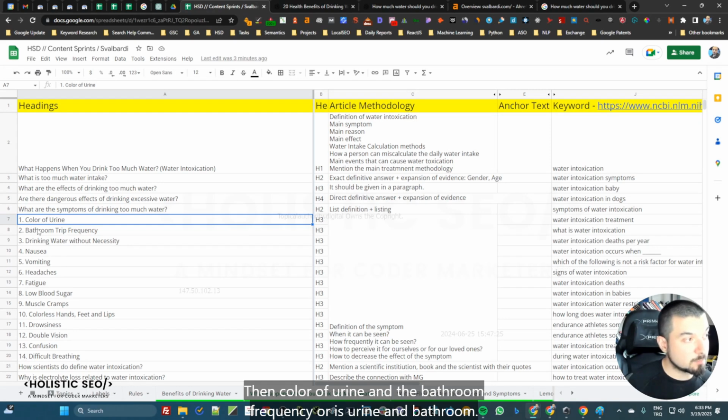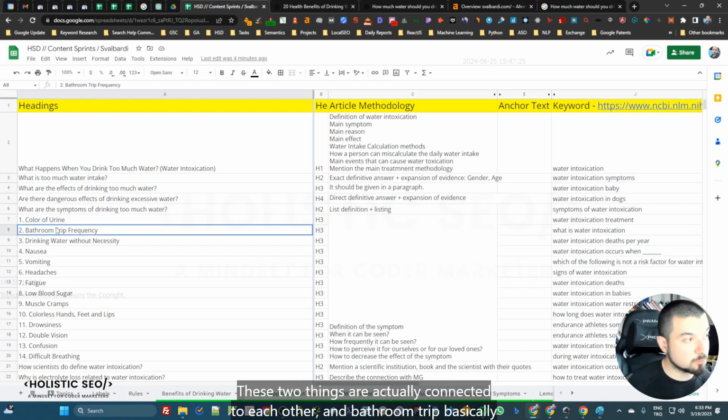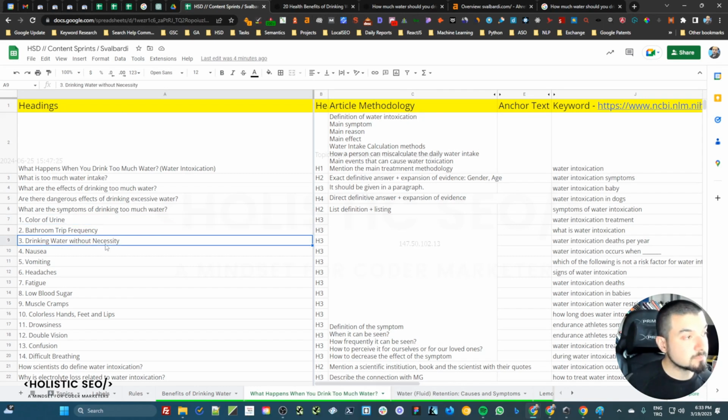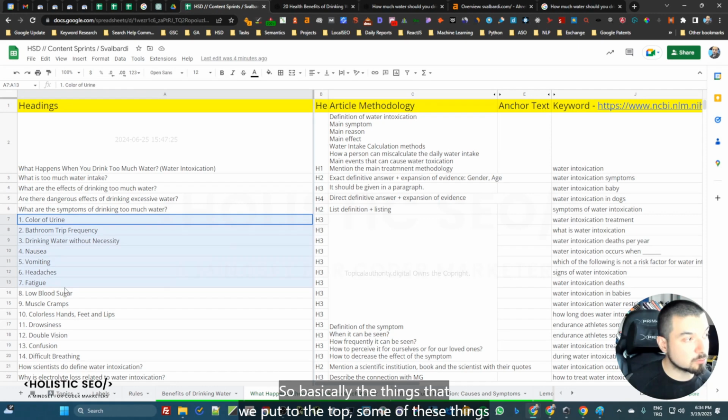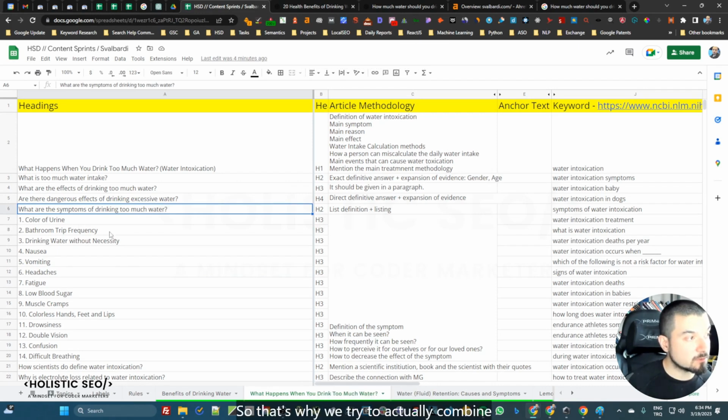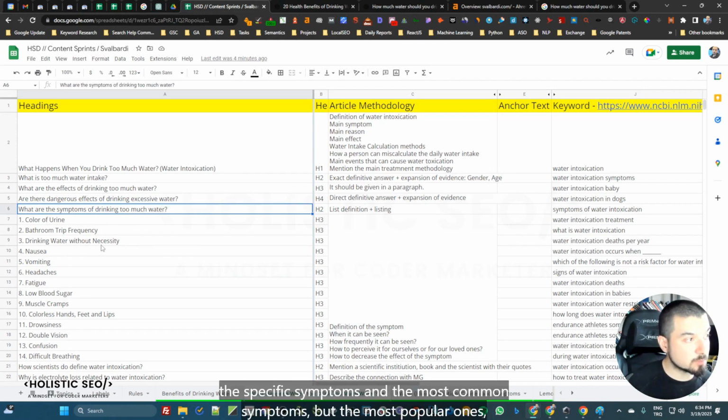Then color of urine and bathroom frequency, these two things are connected to each other, and a bathroom trip basically means urinating. And drinking water without necessity is also one of the symptoms here. If you don't feel thirsty but you still continue to drink, it is one of the popular symptoms, especially for this one. So the things that we put at the top, some of them are symptoms of other diseases as well, but others are mostly relevant to this specific disease. That's why we try to combine the specific symptoms and the most common symptoms, but the most popular ones are always at the top.